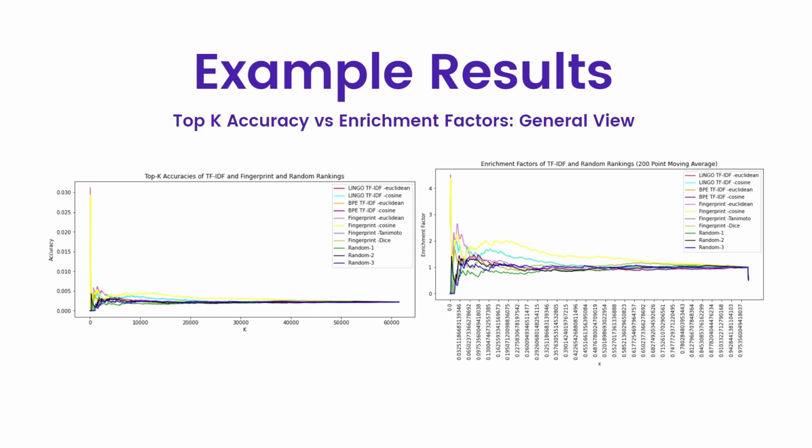By definition, enrichment factor converges to 1 when x is getting near to 100%, and top K also converges to the ratio of active ligands in the database. You can easily see from the plots that yellow and pink, which are fingerprint-based methods using Euclidean and cosine similarity, are performing best, and the lowest performing ones are random rankings.